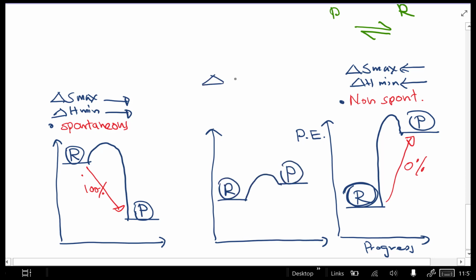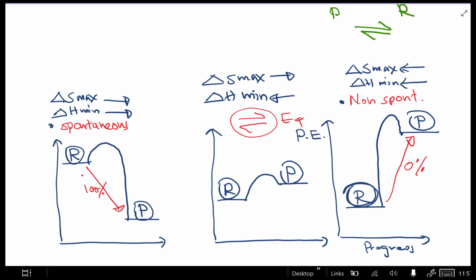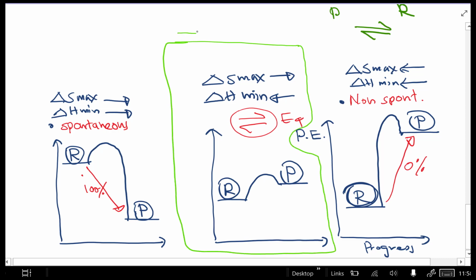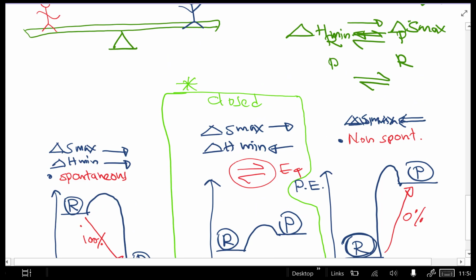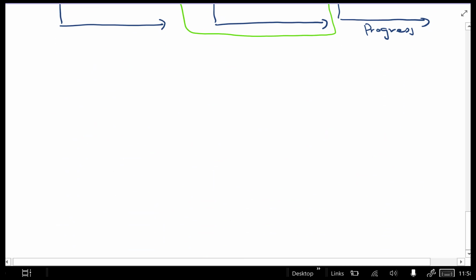So look at this one, the middle one. The reactants and products are in the middle range, so the delta S max and min are actually going in opposite directions, just like a seesaw. That's why we're going to see an equilibrium. The left and right is not really important, it could be either way, but this graph and the opposing forces of delta S max and delta H min are important for a chemical equilibrium, a dynamic equilibrium.